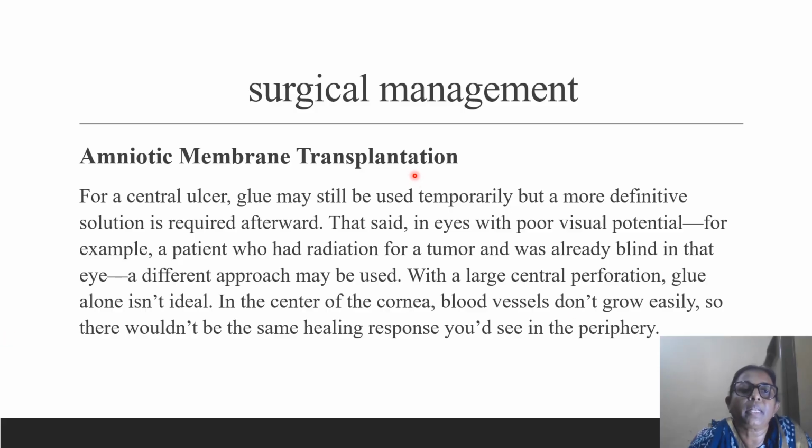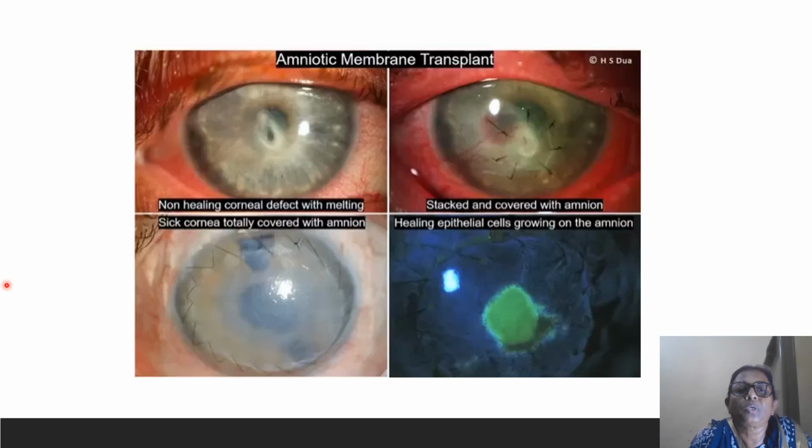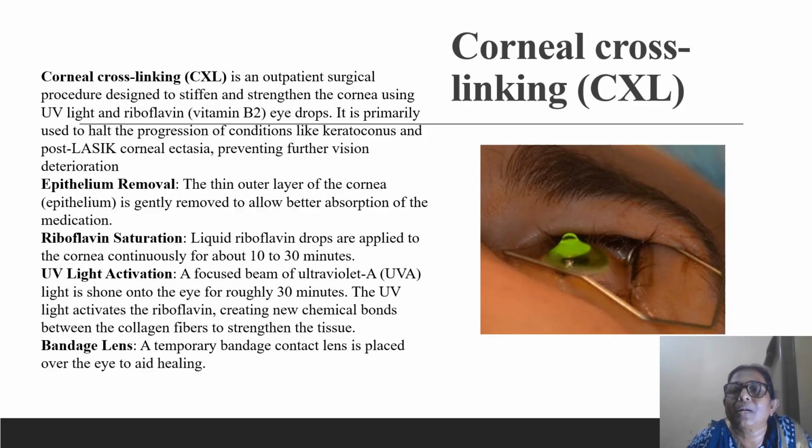Surgical management, again, amniotic membrane transplantation is done. When there is a large central perforation, glue is not ideal, so we have to do this amniotic membrane transplantation. Here you can see the non-healing corneal defect with melting, covered with amnion. This sick cornea is totally covered with amnion and healing epithelial cells grow on the amnion. That is amniotic membrane transplant.